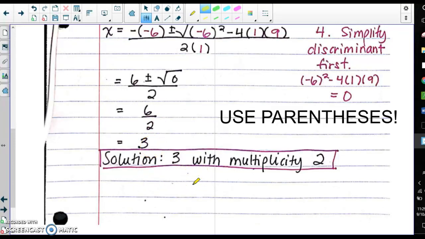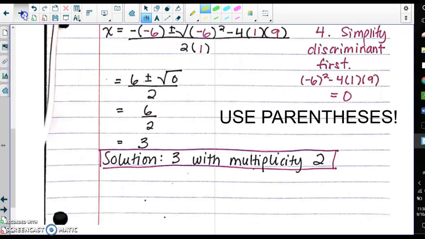Now remember that quadratics always have two solutions, and we'll get into what this looks like on the graph and things like that in our next lesson. But for right now, I want you guys to know that 3 has what we call multiplicity, meaning it occurs twice. So you would say the solution is 3 with multiplicity 2.